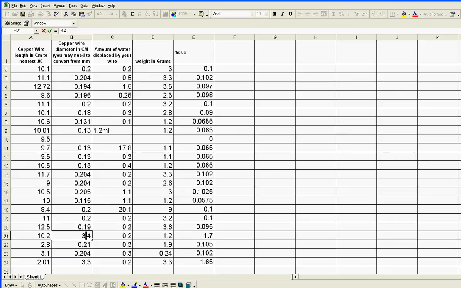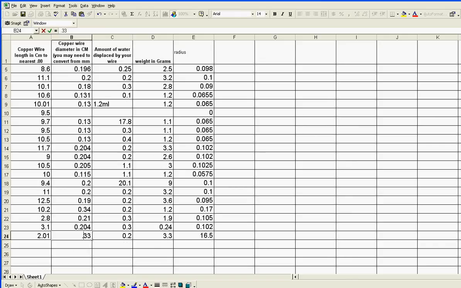This one's 3.4. That one looks really strange. I'm not sure exactly what's going on there. But maybe it could be 3. And this guy also had 3.3, which seems a little thin. So we're going to delete that and put 3.33, because otherwise it would be off by a magnitude.